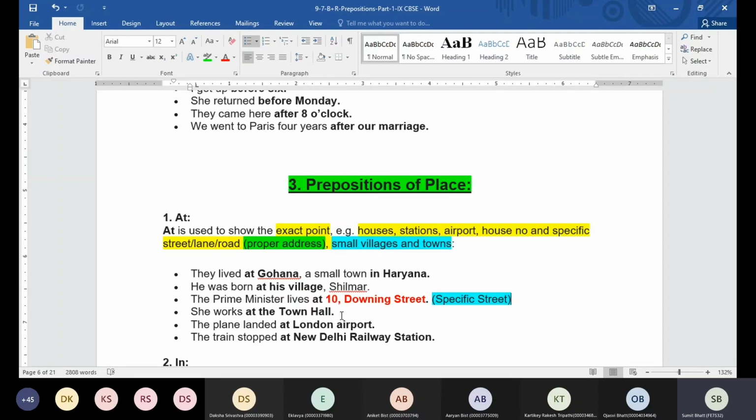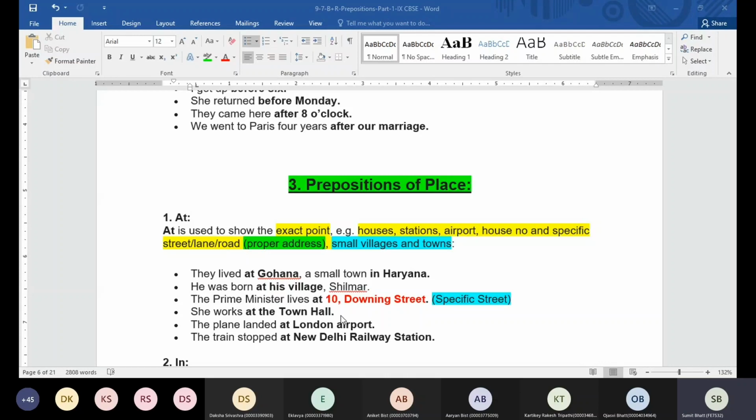The plane landed at London Airport. When I say airport, or a railway station, we always use the word at because we are referring to the exact point where things are situated. For example, if I refer to Dehradun, how many railway stations do we have in Dehradun?